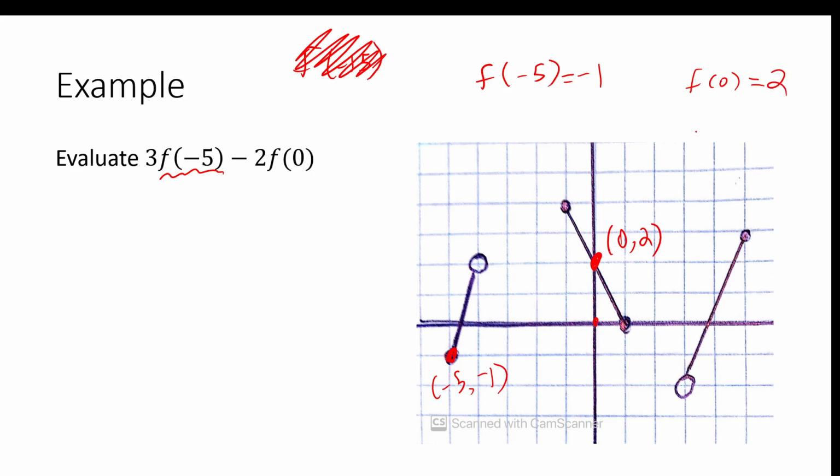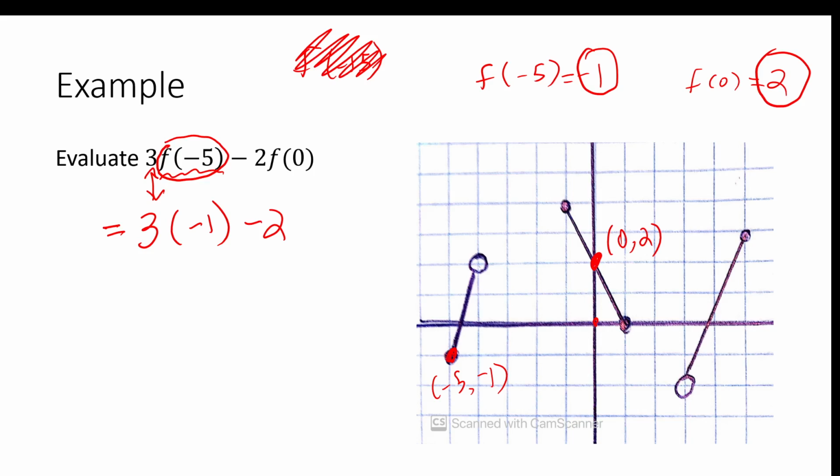Okay, so now I come back over to this expression, and now that I know what these values are, I can sub them in. F at -5, what I've circled right here, is simply equal to -1. So I can say that this is 3 times -1 minus 2. And then we said a minute ago f at 0 is 2. So this f at 0 is a 2. And so my answer is 3 times -1 minus 2 times 2, which is -3 minus 4, which is -7. So that's the answer.